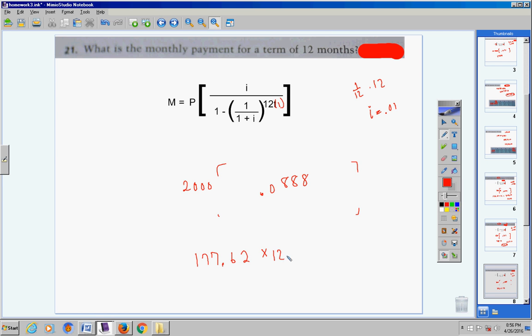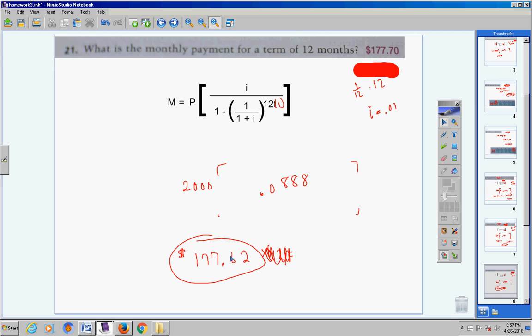So multiply that by 12, and that's going to give us the total amount that you, oh, I'm sorry, we don't have to do that. All we're looking for here is the monthly payment. So there is your monthly payment for number 21, okay? I think they have 177.70, and we're close enough, okay?